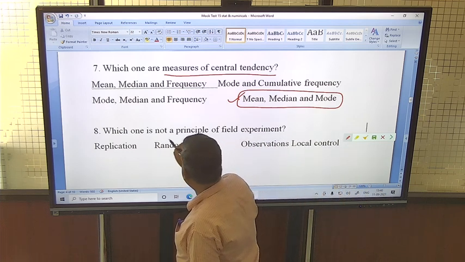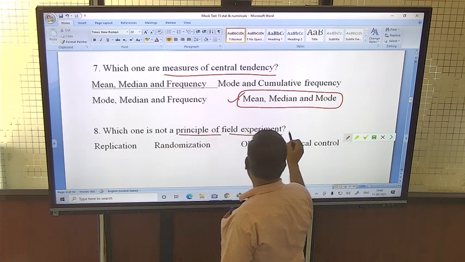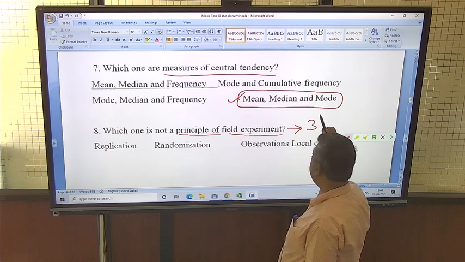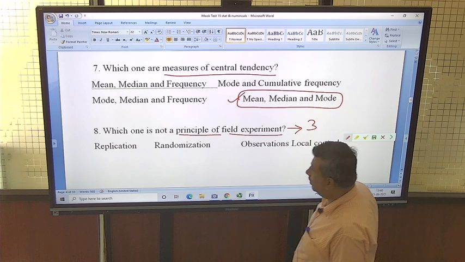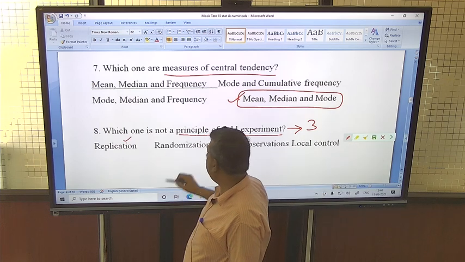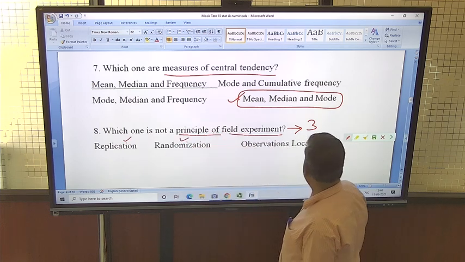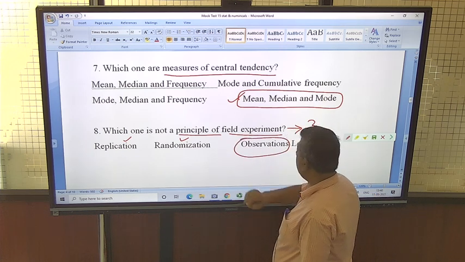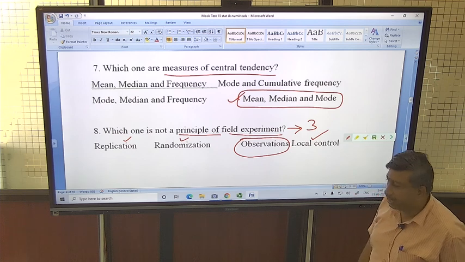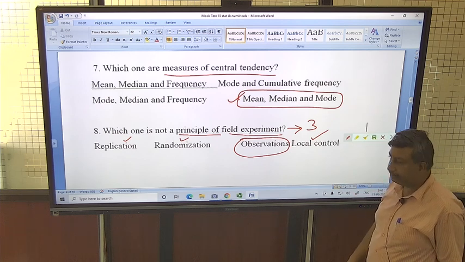Next is: which one is not a principle of field experiments? So there are 3 principles of experiments. Replication is one of the principles, randomization is also a principle, and local control is a principle. Observation is not a principle of field experiments.